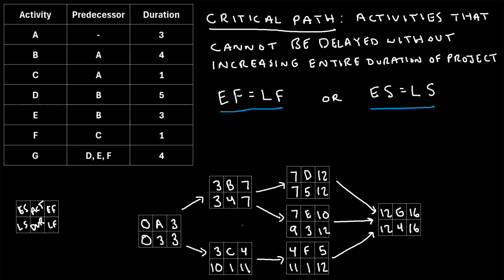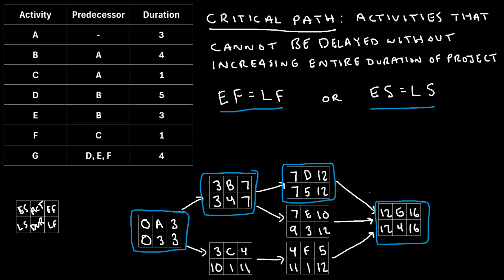Now, if we look at our network diagram down here, we can see that activity A has the same early finish and late finish. So let's go ahead and box activity A. This is on our critical path. We can also see that activity B has the same early finish and late finish. So let's box that one in as well. Activity D also has the same early finish as late finish. So we'll box that one. And activity G has the same early finish and late finish. So we'll box that one in as well. So for this particular project, the critical path is activity A, B, D, and G.